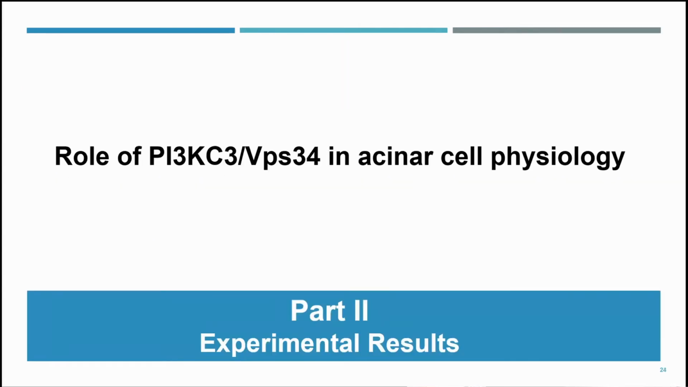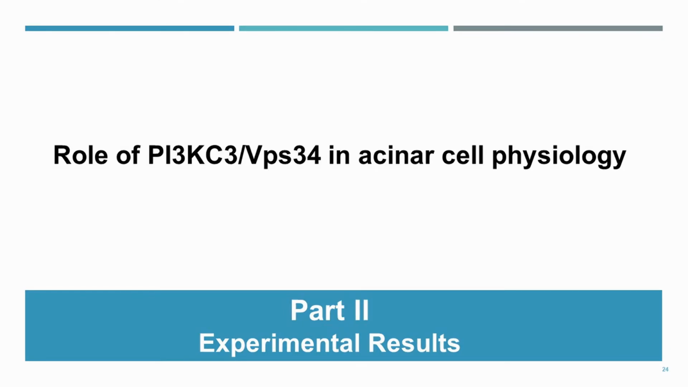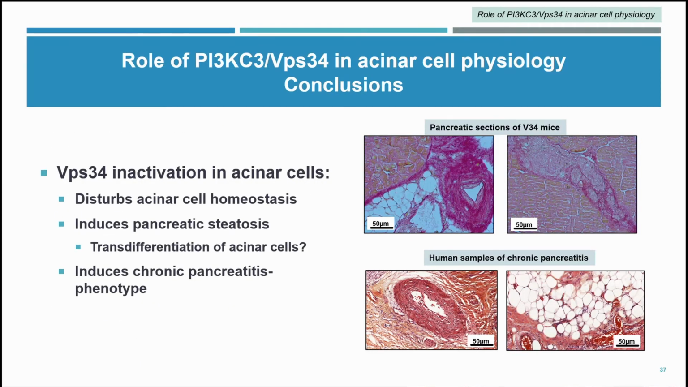So for the role of VPS34 in acinar cell physiology, I generated a mouse model where the VPS34 catalytic site had been deleted by removing exon 21. From the conclusions of this part, we have that inactivating VPS34 in acinar cells disturbs their cell homeostasis. It seems to induce pancreatic steatosis. We still don't know if it's a fatty replacement of the pancreas or a transdifferentiation of acinar cells due to this effect. But nonetheless, we observe that this induces a chronic pancreatitis phenotype in these mice.